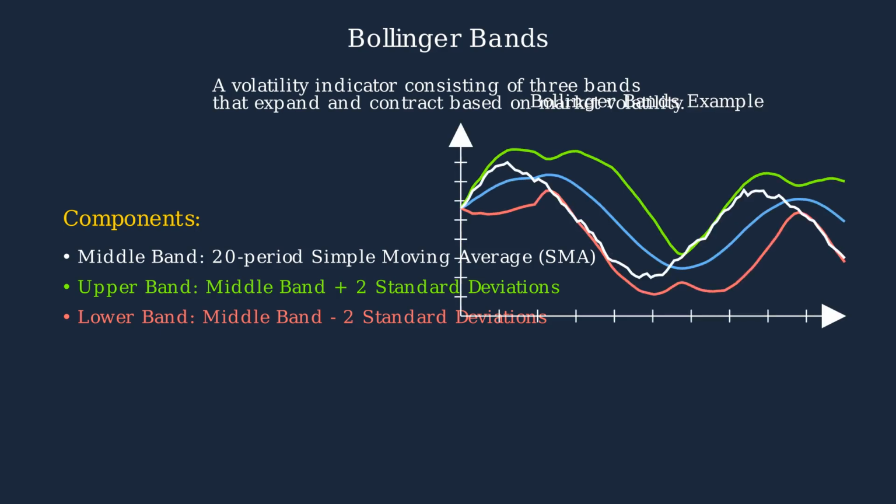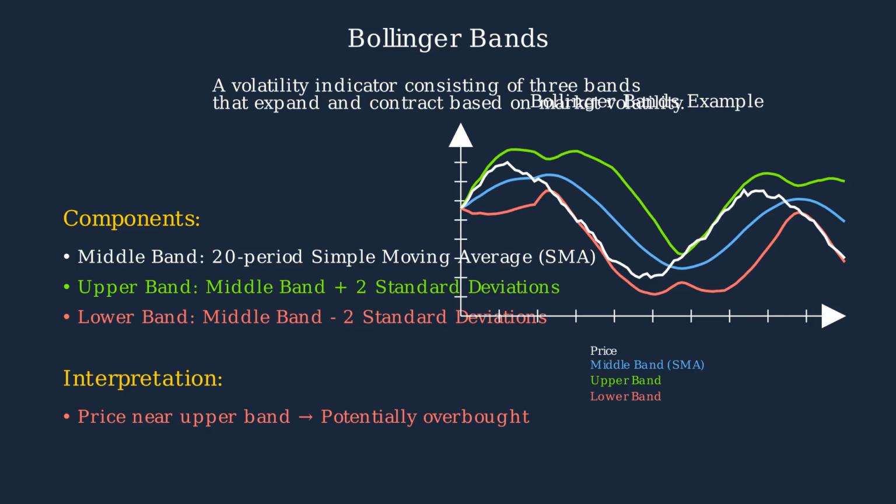The middle blue line represents the 20-period simple moving average, while the green upper band and red lower band represent two standard deviations from this average. When interpreting Bollinger Bands, prices approaching the upper band may indicate an overbought condition, potentially signaling a price reversal. Conversely, when prices approach the lower band, the market may be oversold, suggesting a potential buying opportunity.